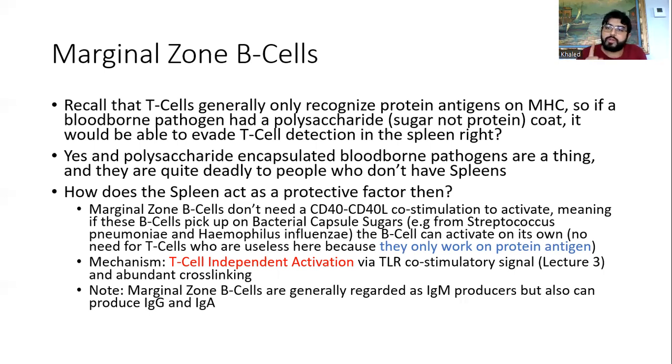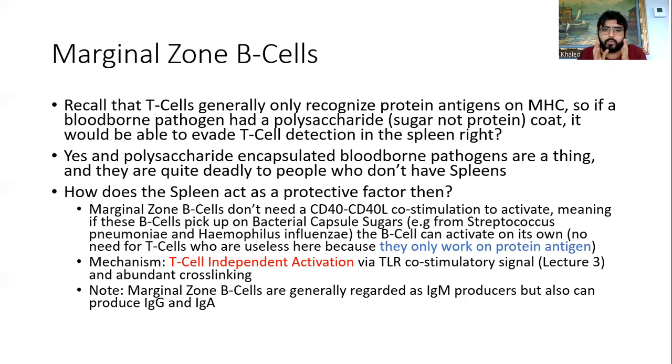It doesn't need a co-stimulatory signal with the helper T cell in order to activate and become an antibody producer. Rather, just through this marginal zone B cell having a toll-like receptor, much like a lot of your innate immune system cells, like the dendritic cell and the macrophage, through a toll-like receptor and abundant cross-linking of the receptors it does have, it can activate on its own. This is a very unique phenomenon.